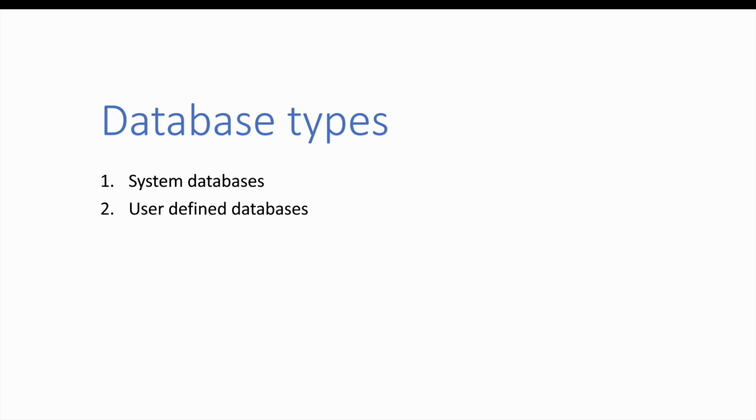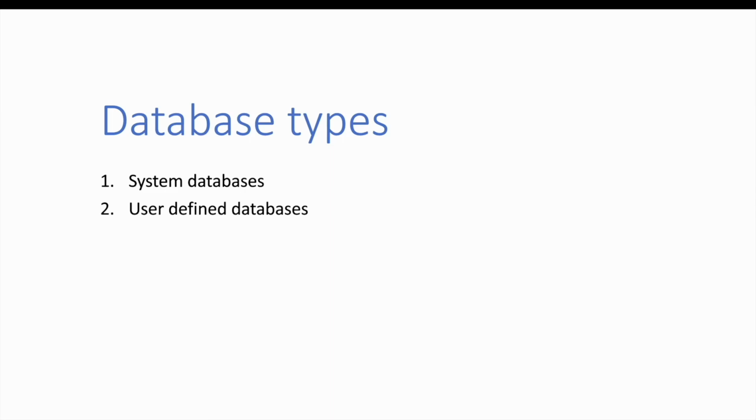Hello, welcome back. In this video, we will learn about SQL Server database types. There are two types of database: system databases and user-defined databases. System databases are the internal databases which are used by SQL Server itself. Without these databases, SQL Server cannot function or perform any operations. So that is internal to the system. The user-defined databases are the real-time project databases.